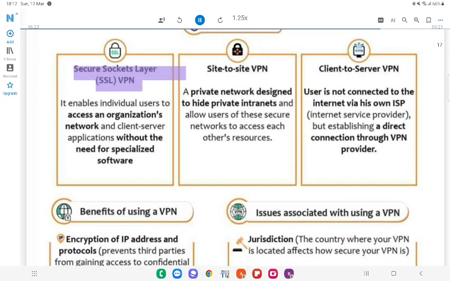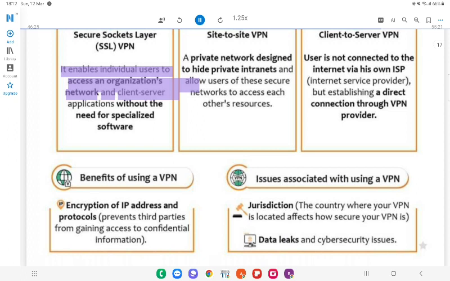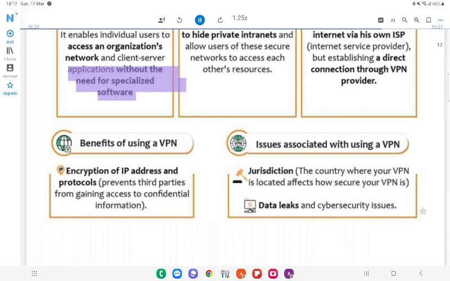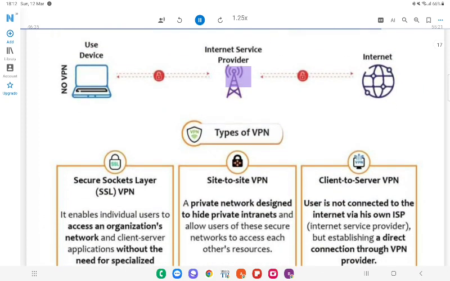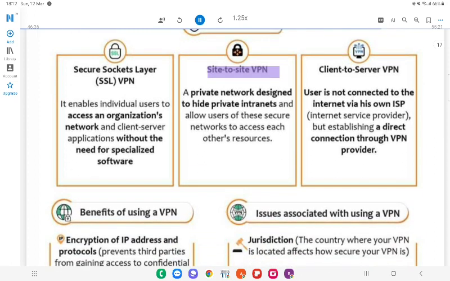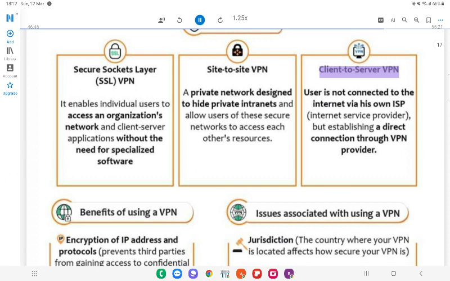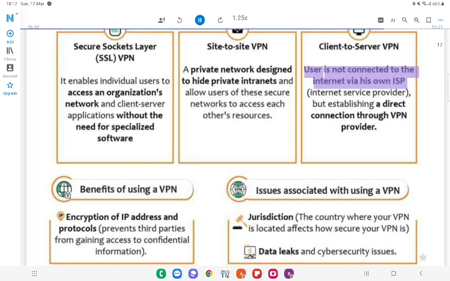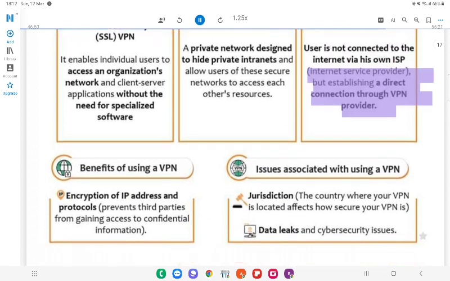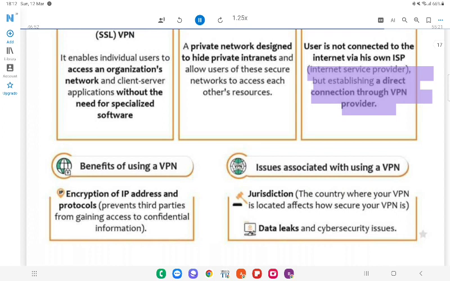Secure Sockets Layer SSL VPN enables individual users to access an organization's network and client server applications without the need for specialized software. Types of VPN. Site-to-site VPN: a private network designed to hide private intranets and allow users of these secure networks to access each other's resources. Client-to-server VPN: the user is not connected to the internet via his own ISP, the internet service provider, but establishes a direct connection through the VPN provider.